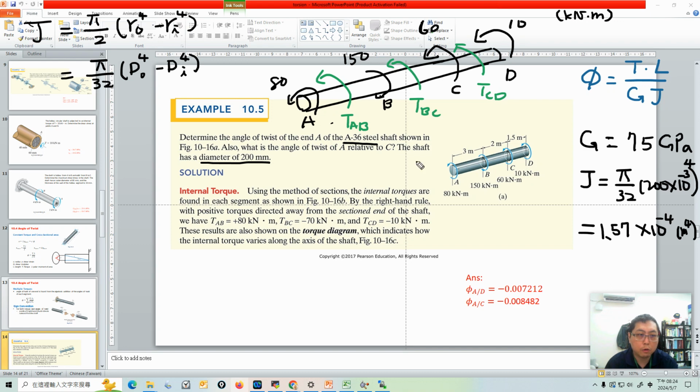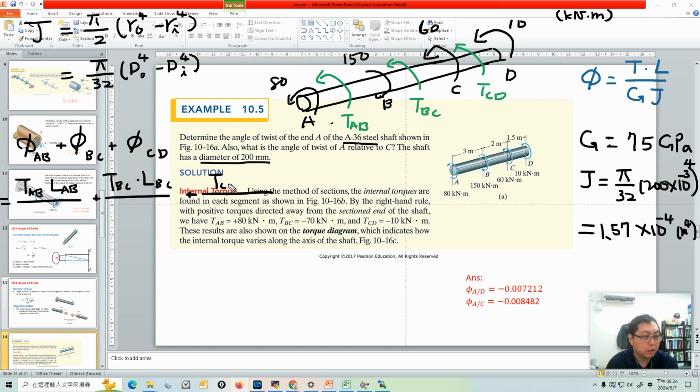Finally we will have the angle of twist of the AB section, the BC section, and the CD section. We need T_AB times L_AB plus T_BC times L_BC plus T_CD times L_CD, and GJ is the same for all, so we have the same values. 75 times 10 to the power 9 times 1.57.